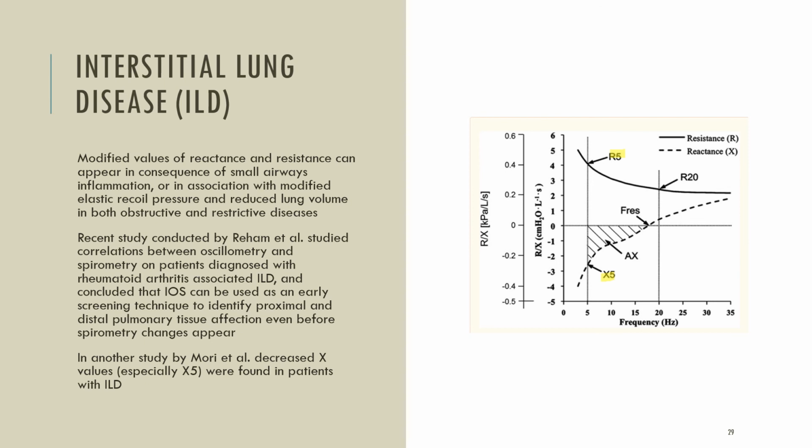They also have done a recent study by Reham. They looked at the correlations between oscillometry and spirometry in these patients, and they found that IOS was a better predictor of ILD than spirometry testing. Another study by Mori and company found that these kinds of patients typically had a decreased X5 and a decreased R5. But the real value of this test is that it's used in early diagnosis of ILD, and it shows changes in these values before you see changes in spirometry. So it's a little bit more sensitive.